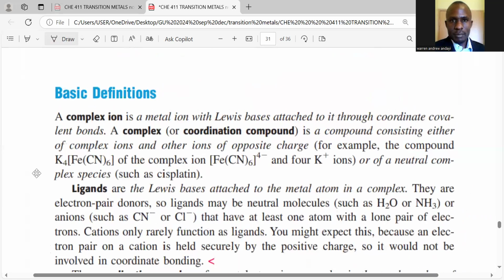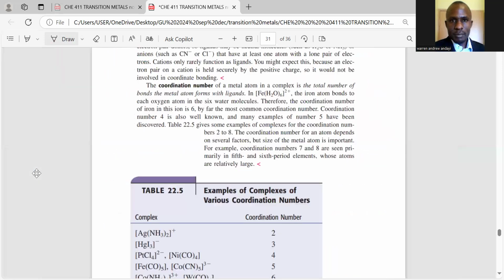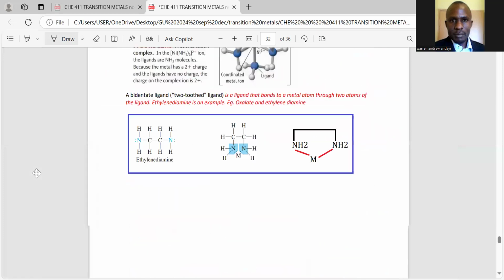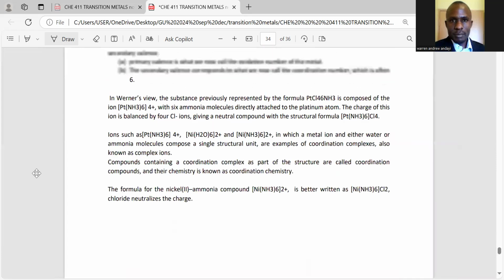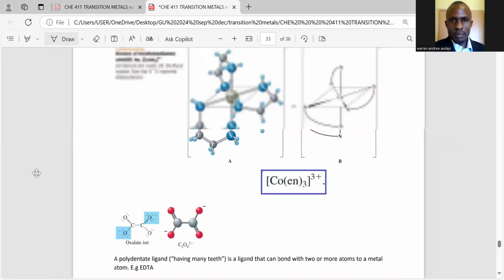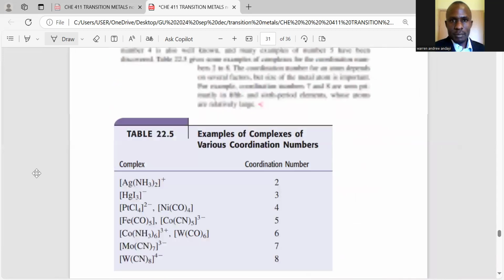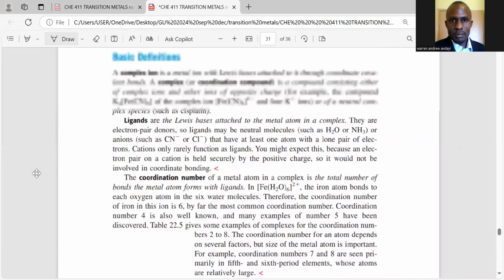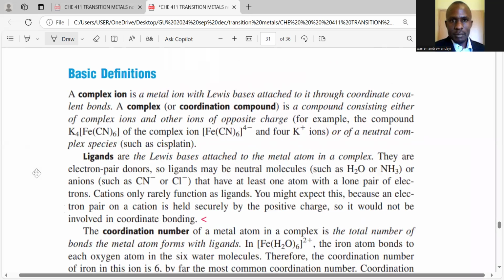Let's look at some basic definitions. These basic definitions are important for us to understand the basic chemistry of coordination complexes. I will take the next 10 or so minutes to take you through some basics about complexation and complex formation. Remember, if you are interested in complexes, you will study them again under the unit called coordination chemistry. But for now, because we are studying transition metals, I'll just introduce you to the basics behind it.